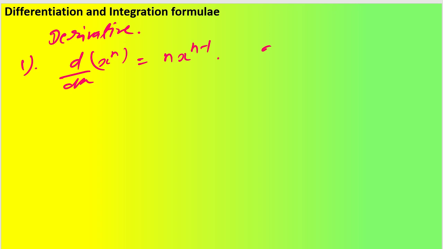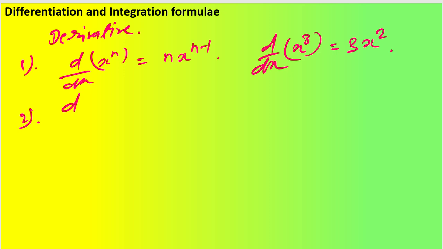For example, if I give you d by dx of x to the power 3, then it will become 3x to the power 3 minus 1, that is 2. Once you understand the complete formulas of derivative, then we'll go ahead with integration. It will be very easy. In particular, you can do d by dx of x, which is going to be 1. Why? Because 1 into x to the power 1 minus 1 is 1 into x to the power 0, that is 1.